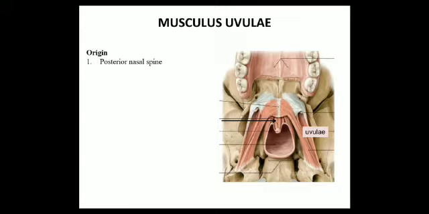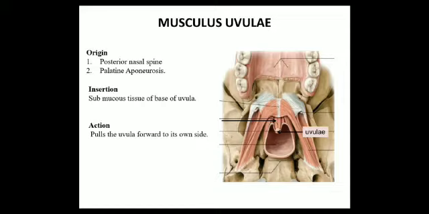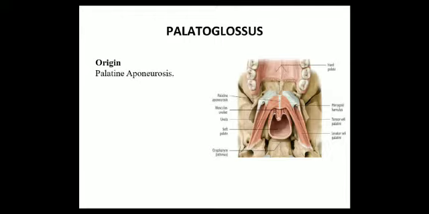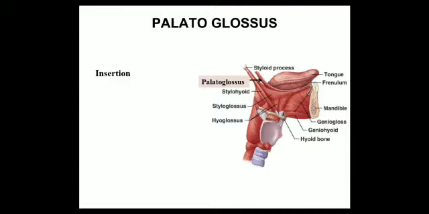It arises from the posterior nasal spine and the palatine aponeurosis, and is inserted into the submucous tissue of the base of the uvula. It pulls the uvula forward to its own side. Next muscle is palatoglossus. It arises from the palatine aponeurosis and is inserted into the side of the tongue. It elevates the base of the tongue.